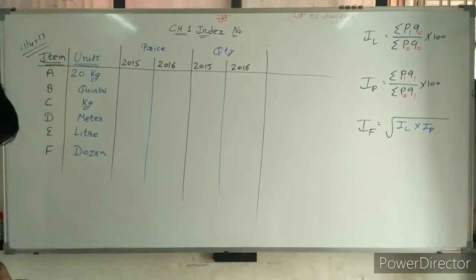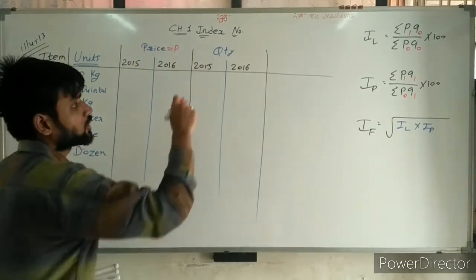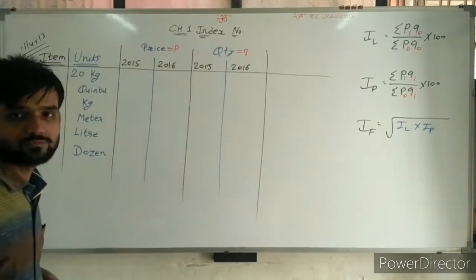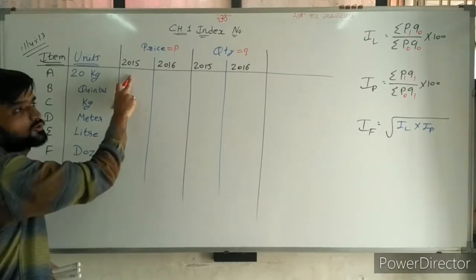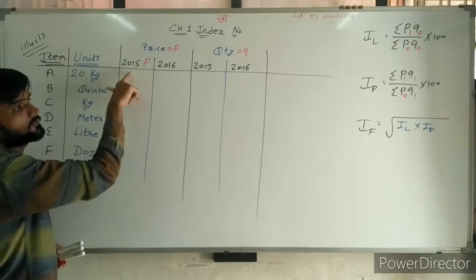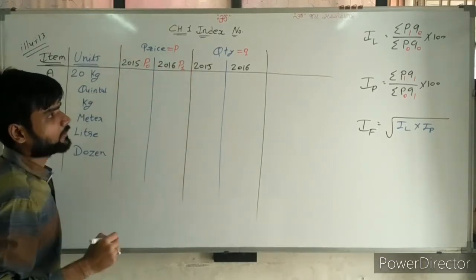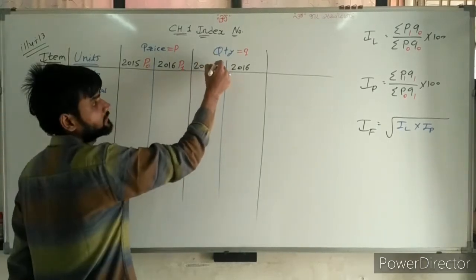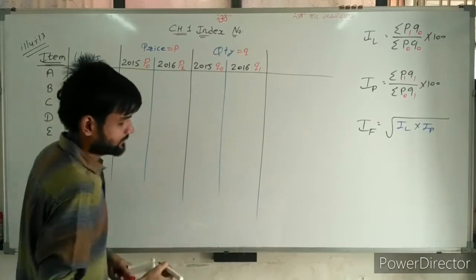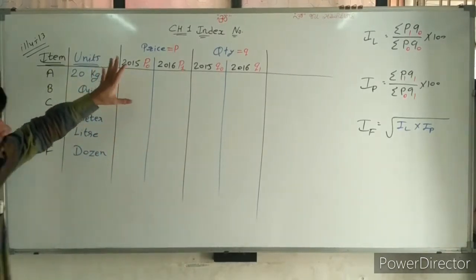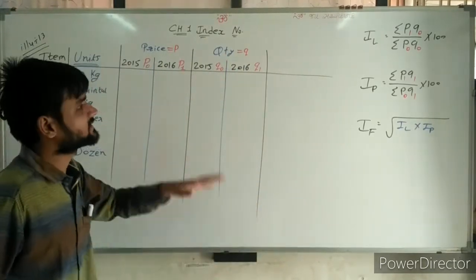Now the most important thing which I am explaining to you: price means we are writing P, quantity means we are writing Q. Two years are given, for 16 we are writing 1 and for 15 we are writing 0. So here I can write price of 2015 P0, price 2016 P1, quantity 2015 Q0, quantity 2016 Q1. This is very important, first write it, then solve, sir. Otherwise you may face many problems in future.